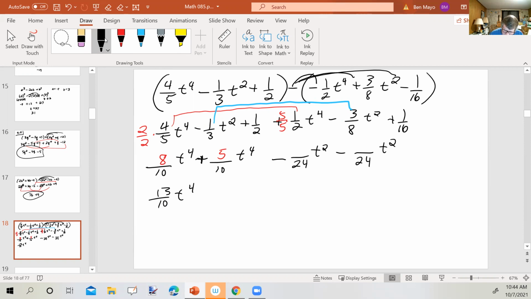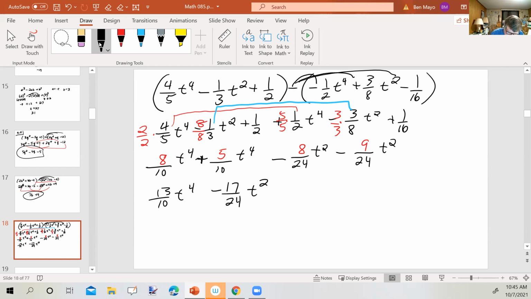So minus 1/3 t squared, I need a 24 in the denominator. So I'm going to multiply the numerator and the denominator by 8, which gives me minus 8/24 t squared. Minus 3/8 t squared, I'm going to multiply by 3/3, which gives me minus 9/24 t squared. Okay. So now I've got minus 8/24 t squared minus 9/24 t squared, which would be minus 17/24 t squared. All right. Any questions there before we go on?